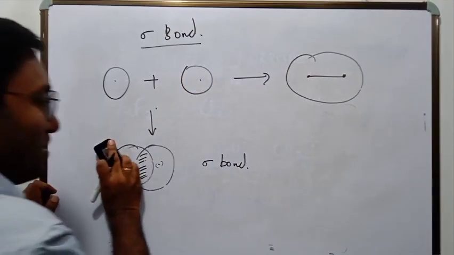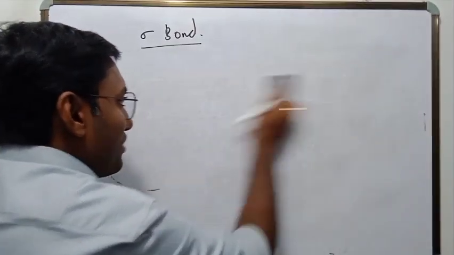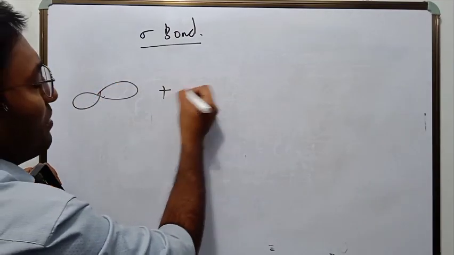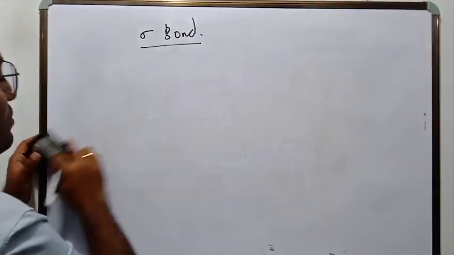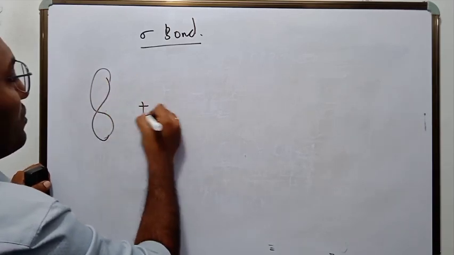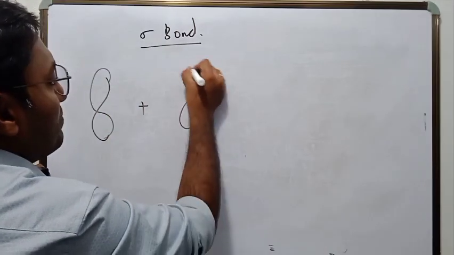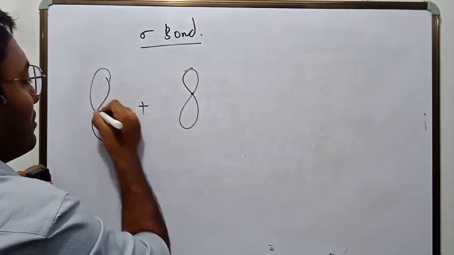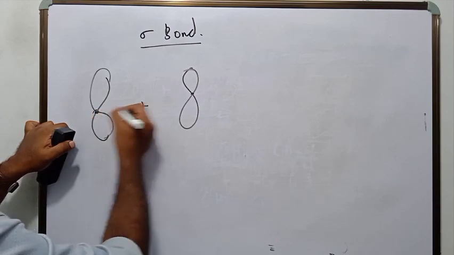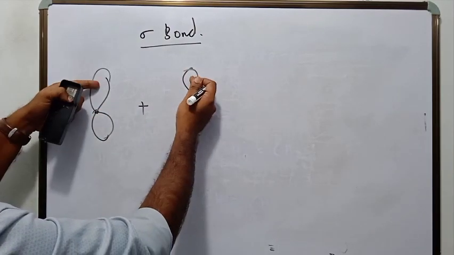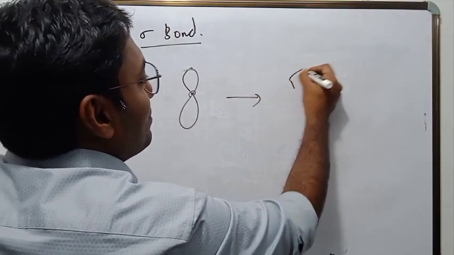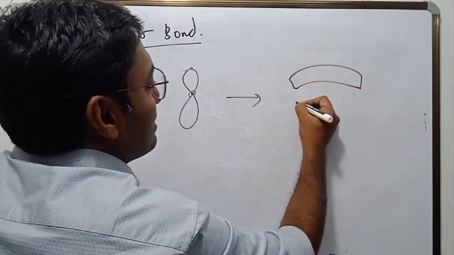If you are looking at your pi bond formation, look at this pi bond. It is occurring because of sideways overlap, right? So what would happen? This is the nucleus. So this part will combine and this part will combine. So now we got it like this. The nucleus is still here. See.